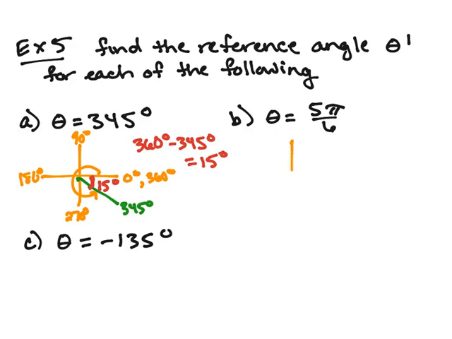Okay, if I do 5 pi over 6, well, we count around with our pi over 6s, right? There's 1, 2, 3, 4, 5. So I'm right here at 5 pi over 6. So that's that full angle.